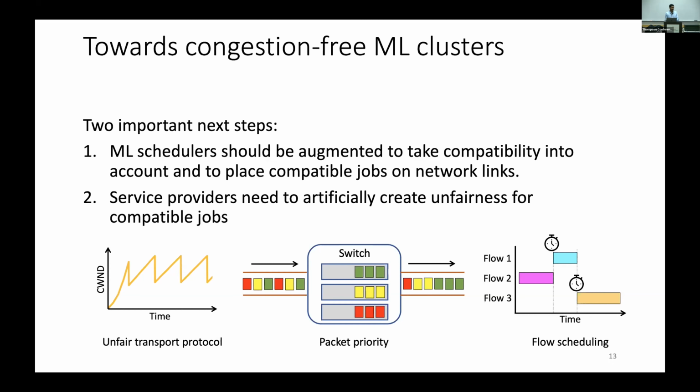Here, the way I'm defining congestion is when more than one job shares a network link and they both try to take up network bandwidth. That's how I'm vaguely defining congestion. But yes, as you mentioned, there could be different congestion control protocols we can use.